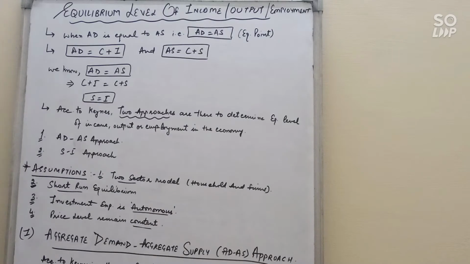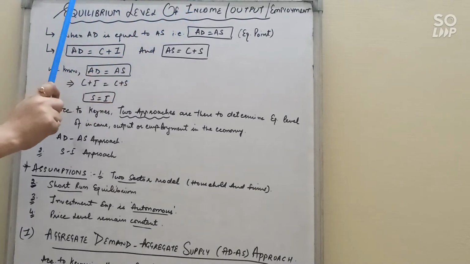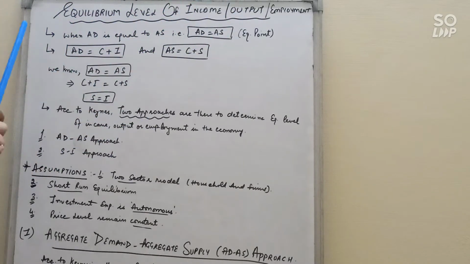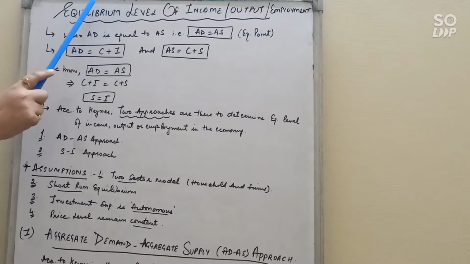Discussing equilibrium level of income, output and employment. This is a very important question from what point of view? Equilibrium level. We can determine the equilibrium level of income, equilibrium level of output or equilibrium level of employment in an economy. Now the question is how? First, what do you mean by equilibrium? Equilibrium is a point, a situation where two things are equal to each other.